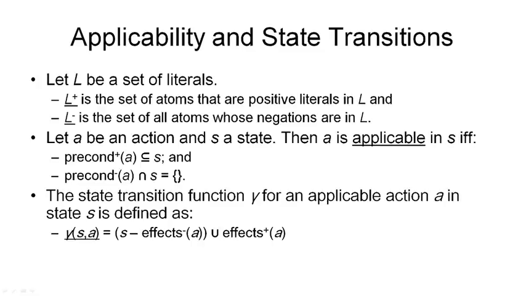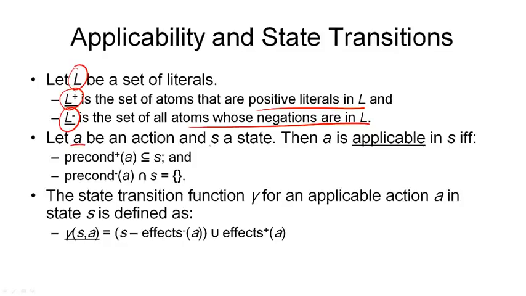What we still need to formally define is when an action is applicable in a state and what the corresponding state transition is. To do this, I will first introduce a little notation. Suppose we are given a set L of literals, so these are positive and negative atoms. Then I can use this symbol L+ to refer to those atoms that are positive in L. And I can use L- to refer to those atoms whose negations are in L. So L+ and L- are sets of atoms, namely those that are positive and negative in L respectively.